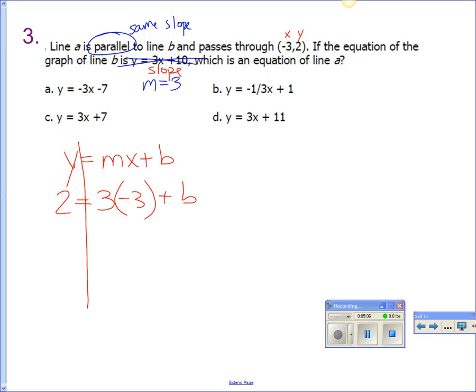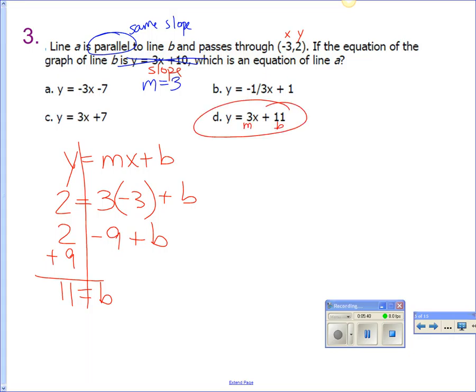Multiply, parentheses first. 3 times negative 3 is negative 9. Drop down your 2. When I move negative 9 over here, it becomes positive 9. So I get 11 equals b, okay? I don't think I typed the multiple choice questions on your paper so you can look up on the board. Andrew, what is the answer? A, B, C, or D? D. Okay, so that's your B and that's your M. M is 3 and the B is 11. So that one's D. Okay. Any questions?